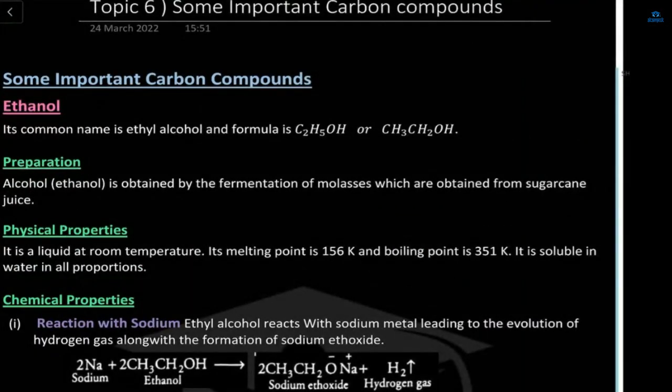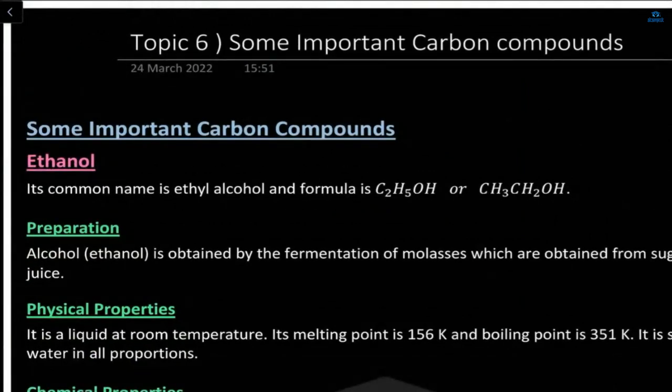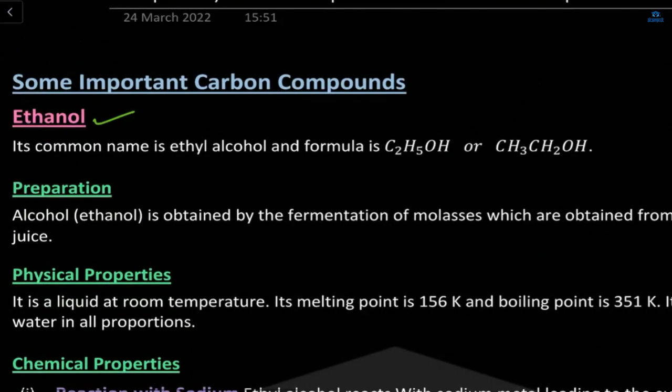Ethanol is a very important carbon compound. The common name of ethanol is ethyl alcohol, and the formula is C2H5OH, or CH3CH2OH. It can also be written like this, where you can separate the two carbons and the hydrogens as well. C2H5OH and CH3CH2OH. CH3CH2 is nothing but C2H5.